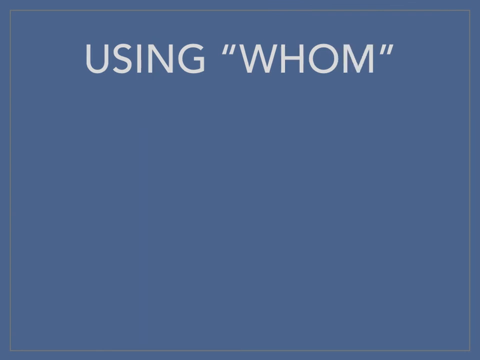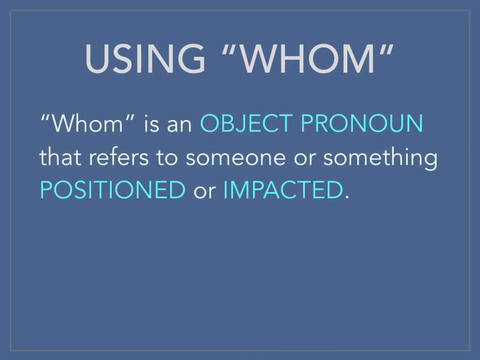And now whom is the other grammatical unit that contrasts with this. Whom will be your object pronoun, and normally it's something that is positioned in a certain way or that is impacted in a certain way. So you can think of this: the boy to whom the gift was given was ungrateful. The gift was given to him, to the boy. He wasn't actually doing anything. He was receiving a gift. So you'd say to whom.